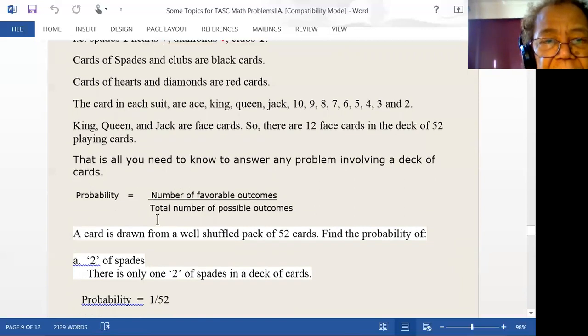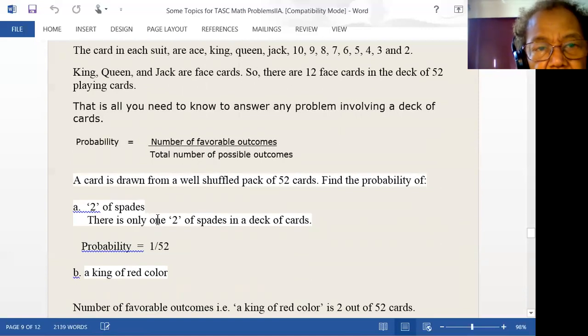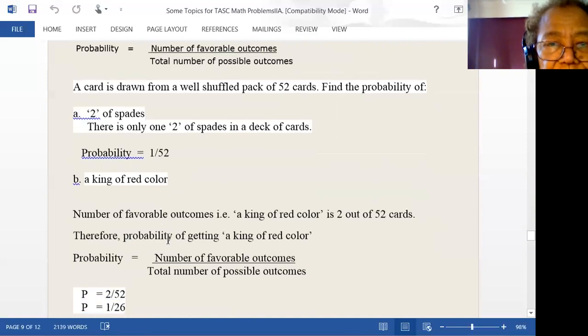Now, for each probability here, we are taking a card from a well-shuffled pack of 52 cards. Now, find the probability of a 2 of spades. In a deck of 52 cards, there's only 1 2 of spades. There are 13 spades, and there's only 1 2 in that suit. So the probability, 1 favorable outcome divided by 52, the total number of cards in the deck, will give us a probability of 1 over 52.